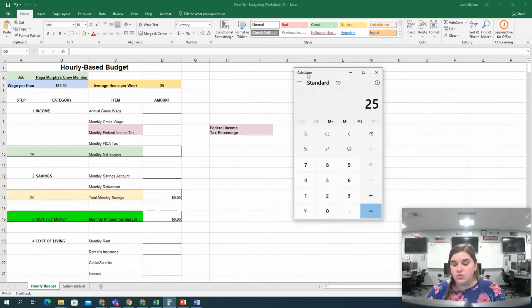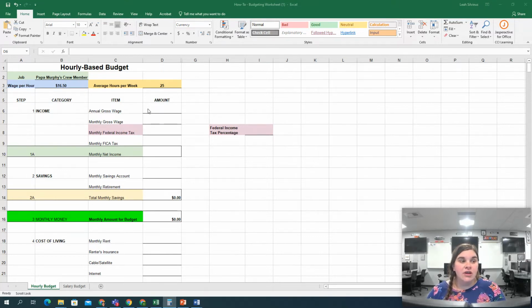So I'm actually going to take my 25 and multiply it by 50 rather than 52, just in case I have those days, which we know we probably will. So I'm going to work 1,250 hours a year. I'm then going to go ahead and take that and multiply that by how much I make, $16.50. And so I'm going to make $20,625 in a year, and I'm going to type that in here.